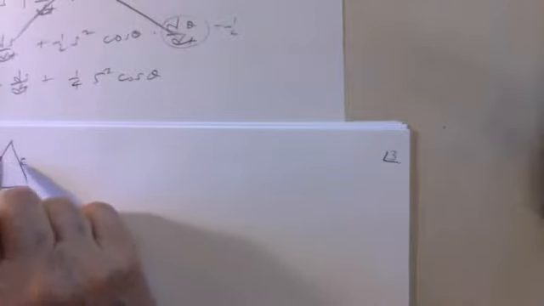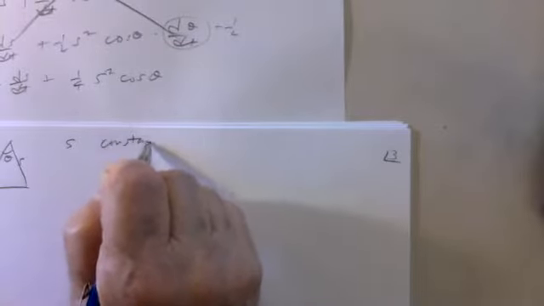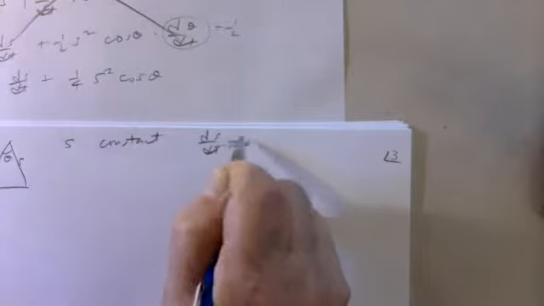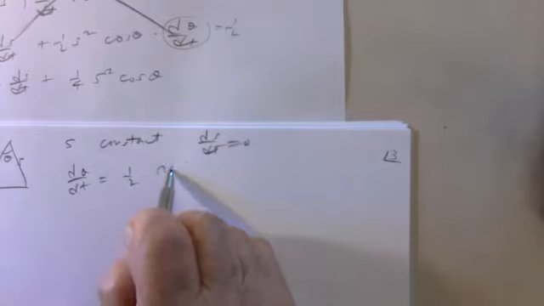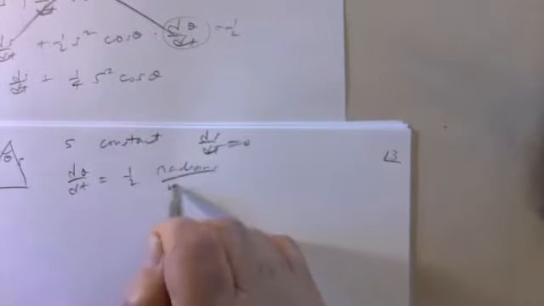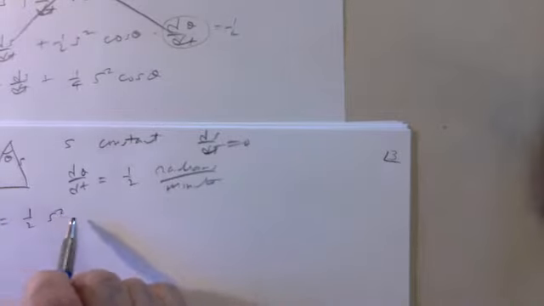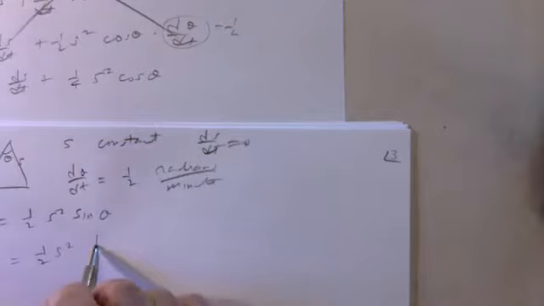So this is problem 15b. We have a triangle and we're told that S is constant. So S doesn't change, ds/dt is 0. But the angle is increasing, d theta/dt, at a rate of 1/2 radians per minute. And the area is a half s squared sine theta. So it's much easier. dA/dt is 1/2 s squared, the derivative of sine theta with respect to t.